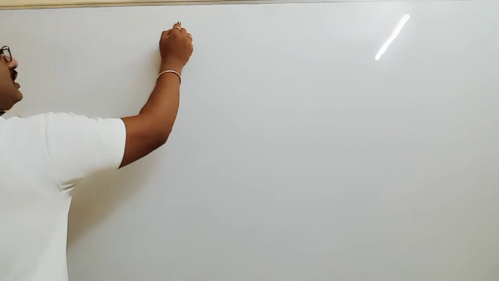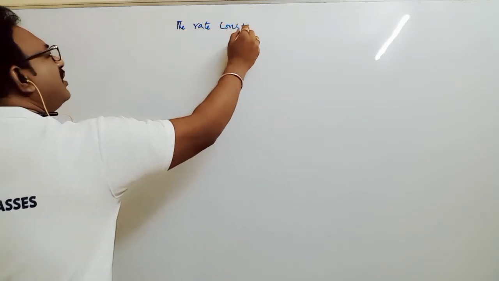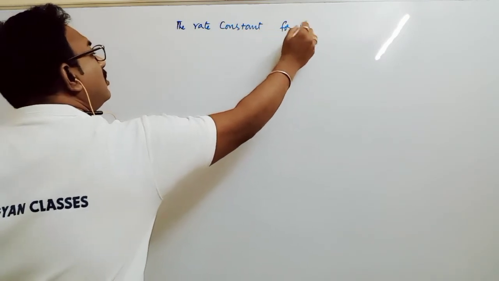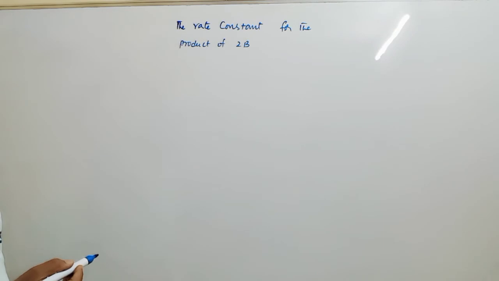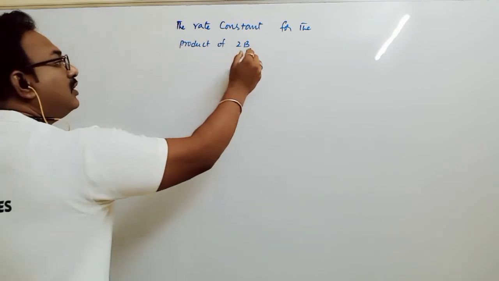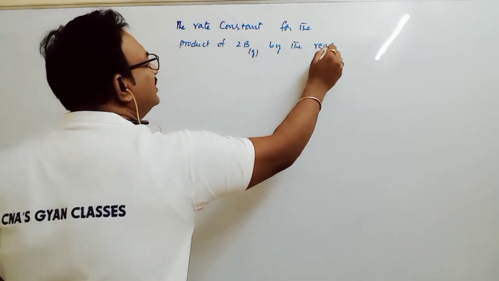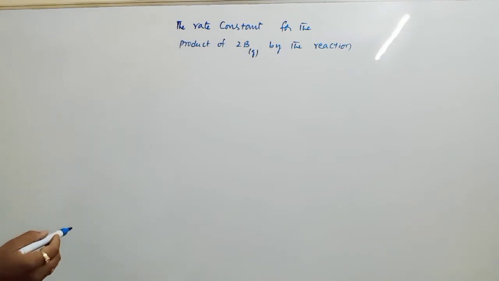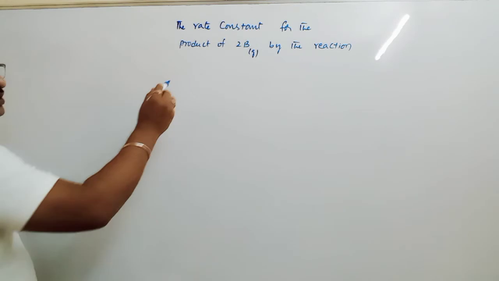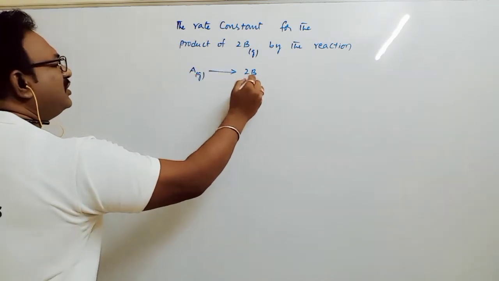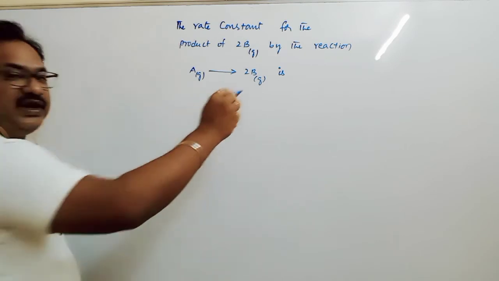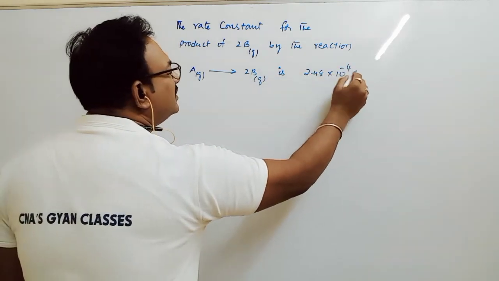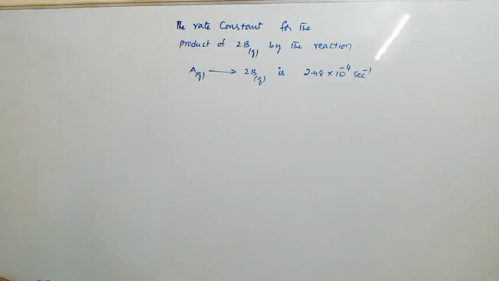Okay. Listen, another question. The rate constant for the production of 2B gas by the reaction A gas gives rise to 2B gas is 2.48 into 10 power minus 4 second inverse.